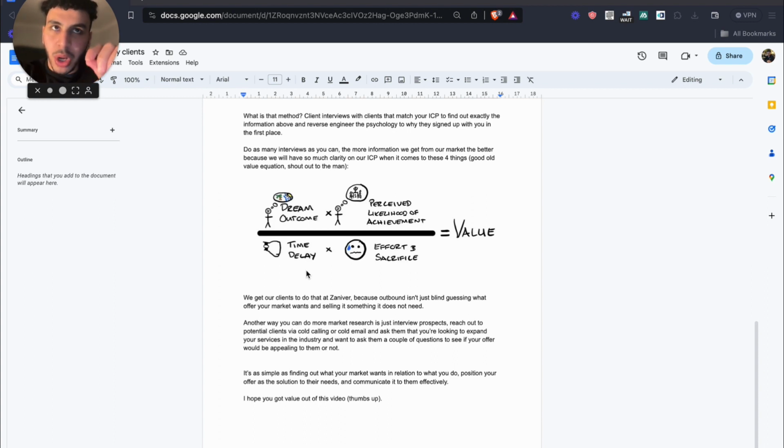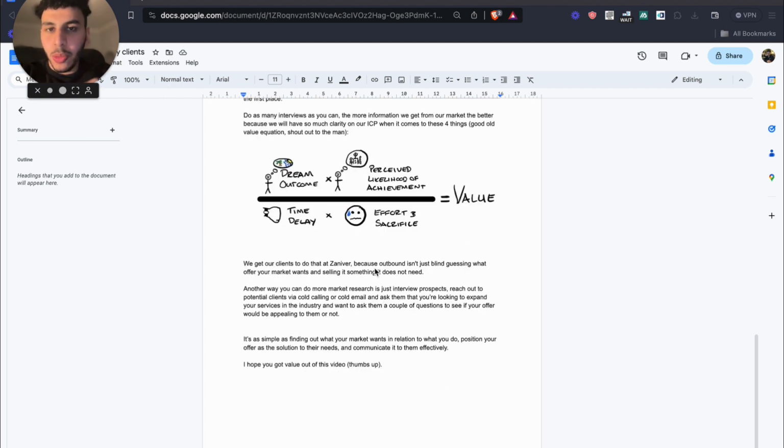Because outbound is not just blind guessing what offer your market wants and sending it something that it does not need. Another way you can do market research is just by interviewing prospects. Just reach out to potential clients via cold call or cold email and say, hey, we're looking to expand our services in so-and-so industry, and ask them a couple of questions and interview them about all the different aspects we talked about. Even ask what they would look for when it comes to your offer and if they would be appealing to it. Essentially, just experiment and hypothesize whether this offer you're looking to take to the market is actually desired or not. Okay? It's as simple as that.